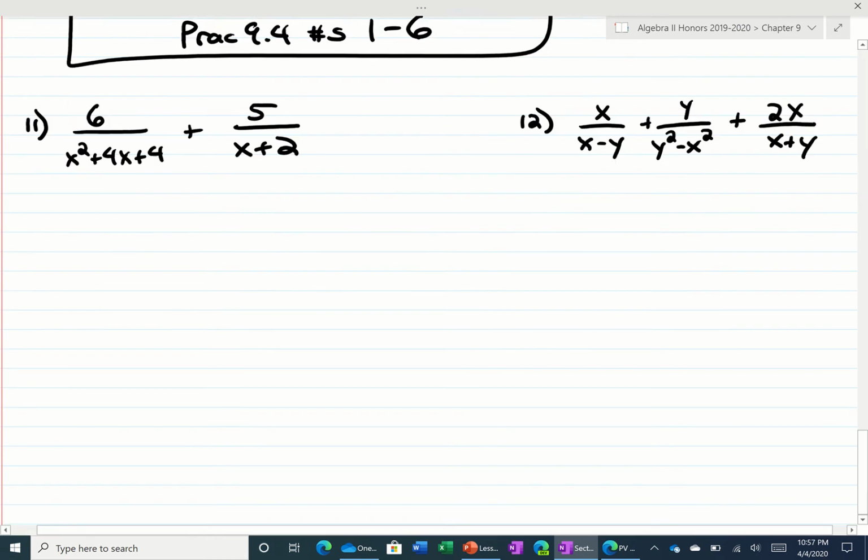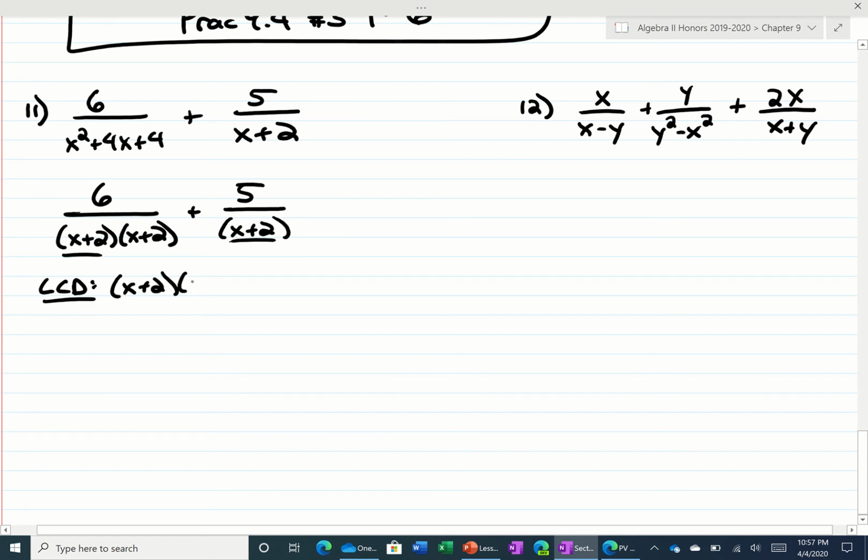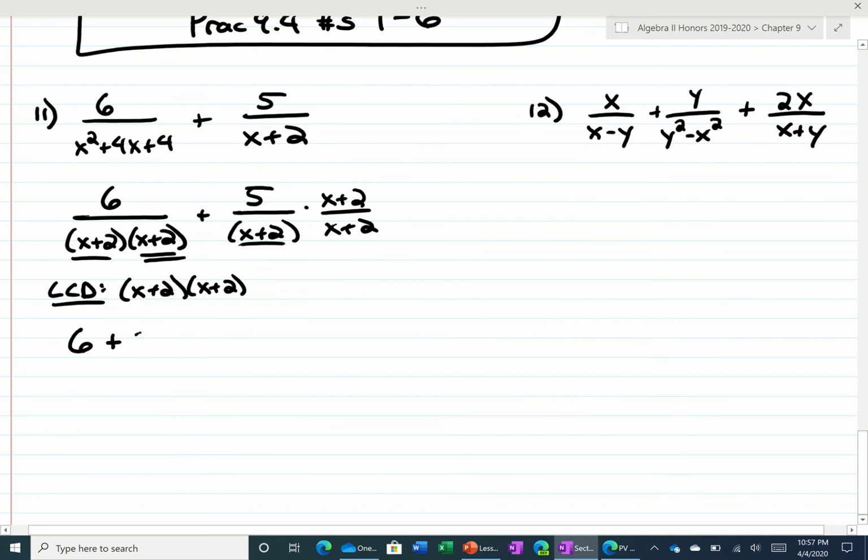Alright, so number 11. If we factor this, we would get x plus 2 times x plus 2. We could take out, let's see here, we have an x plus 2. So it looks like our least common denominator, we definitely need an x plus 2. But we also need another x plus 2. So I'm going to multiply this one by x plus 2 over x plus 2. I think it's going to give us 6 plus 5 times x plus 2 all over our common denominator.